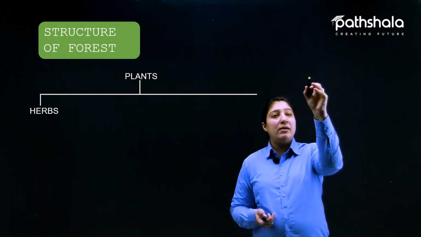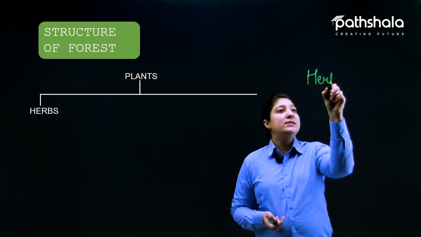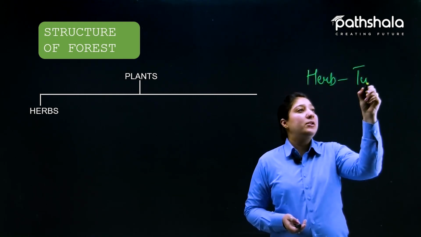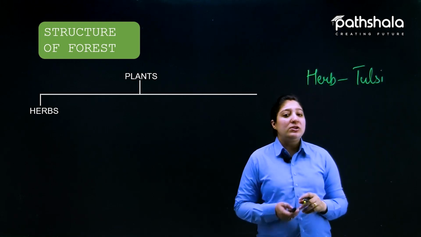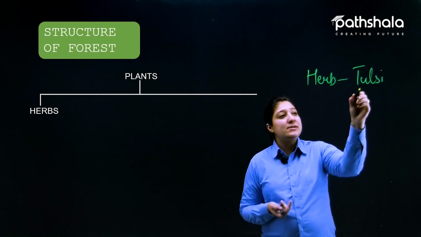For herbs, what we can understand, I'll give you an example, tulsi, right? So tulsi, or we can say in English it is basil.